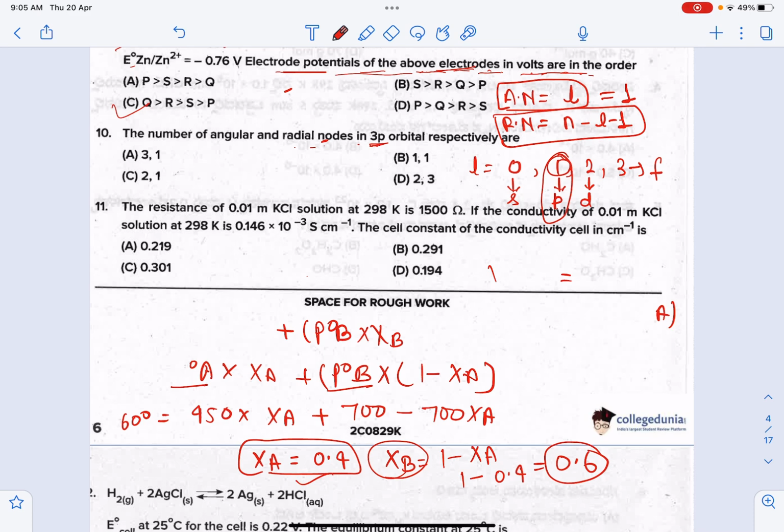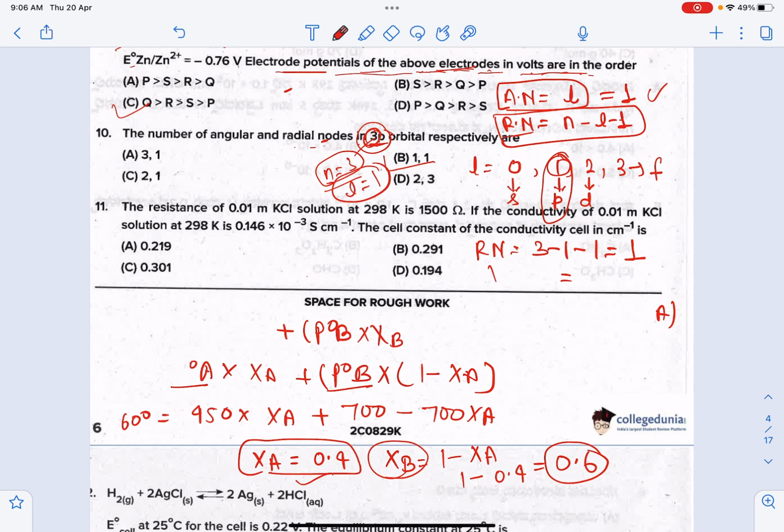Now what about the radial node, n minus L minus 1. As you know, n is equal to 3. This is the main shell, that is the principal quantum number. The value of n is 3, and L is 1 as we calculated. So the radial node will be 3 minus 1 minus 1, which is equal to 1. So the radial node is 1, and the angular node is also 1. So our correct answer will be option B.